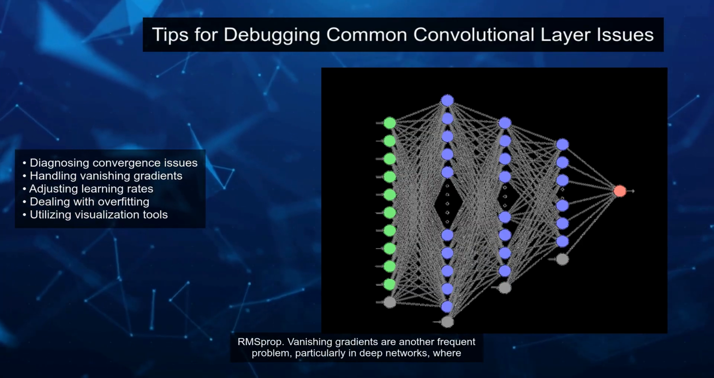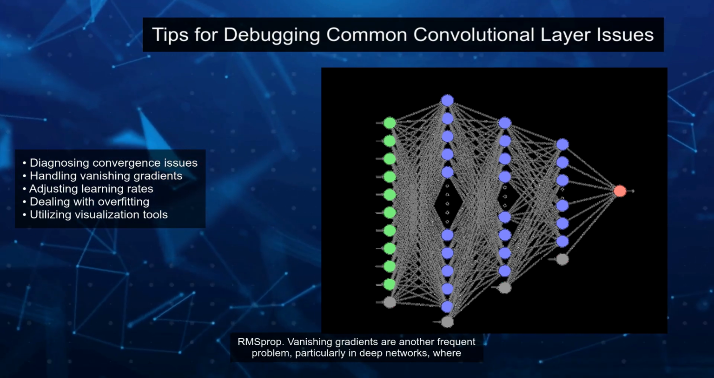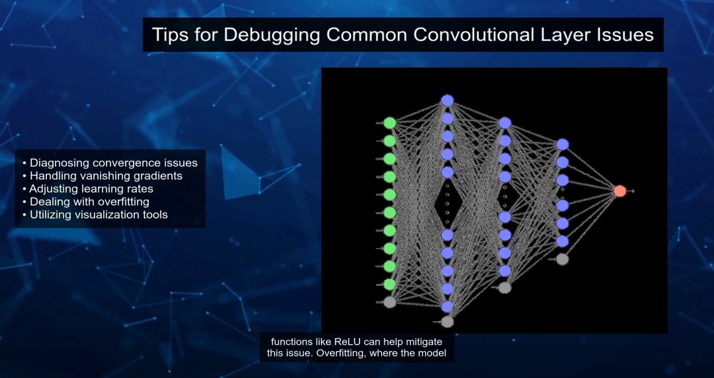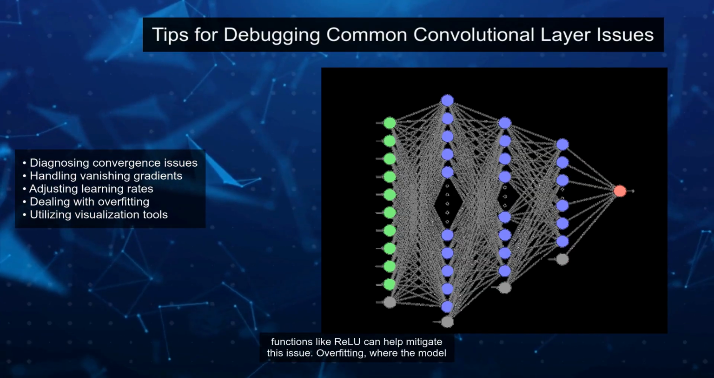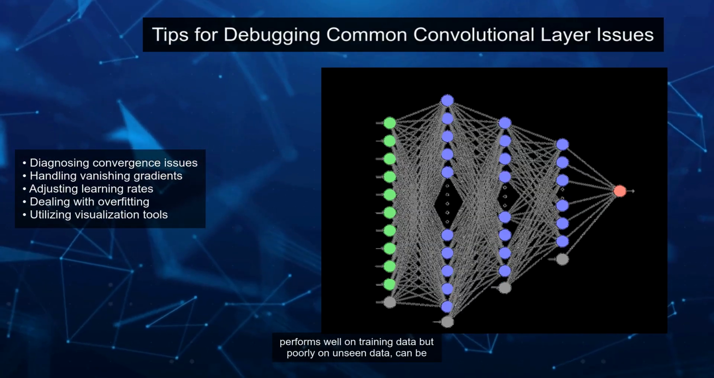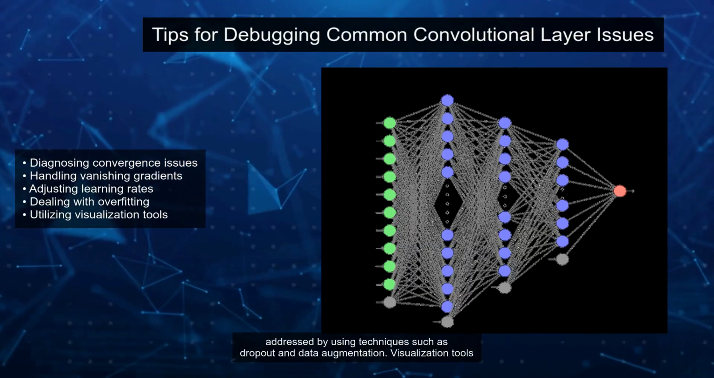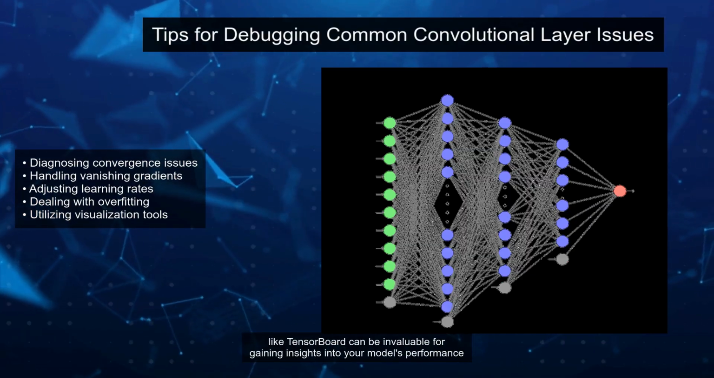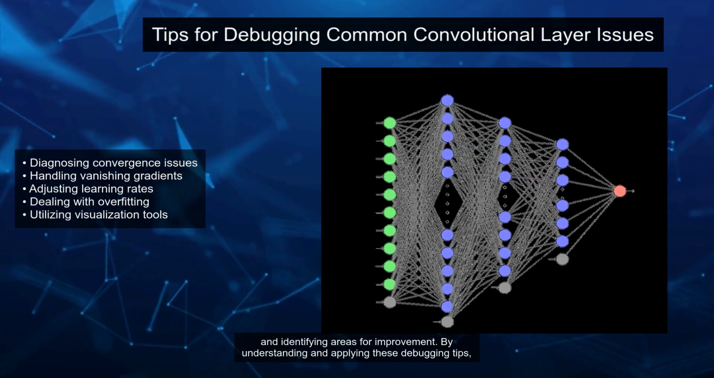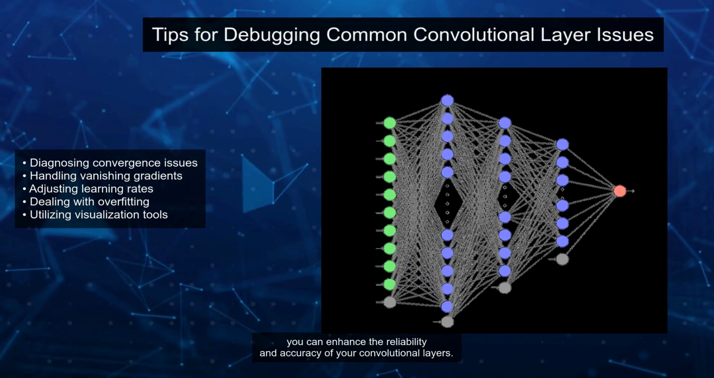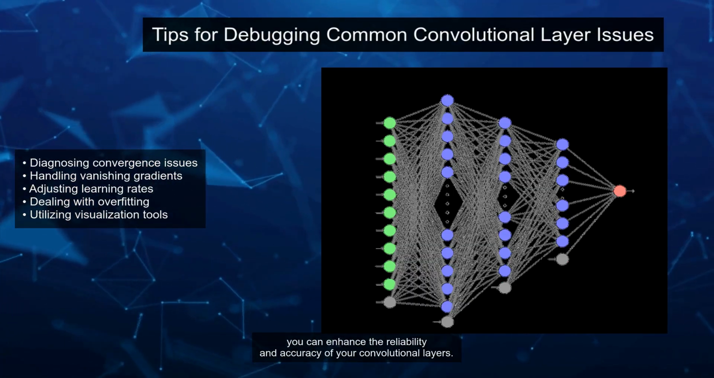Vanishing gradients are another frequent problem, particularly in deep networks, where the gradients become too small to effectively update the weights. Implementing activation functions like ReLU can help mitigate this issue. Overfitting, where the model performs well on training data but poorly on unseen data, can be addressed by using techniques such as dropout and data augmentation. Visualization tools like TensorBoard can be invaluable for gaining insights into your model's performance and identifying areas for improvement. By understanding and applying these debugging tips, you can enhance the reliability and accuracy of your convolutional layers.